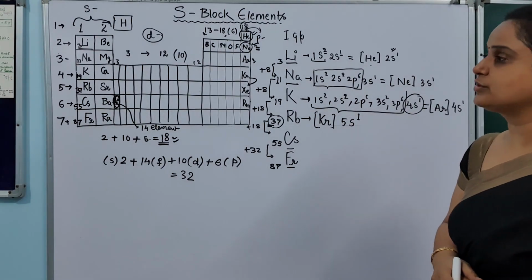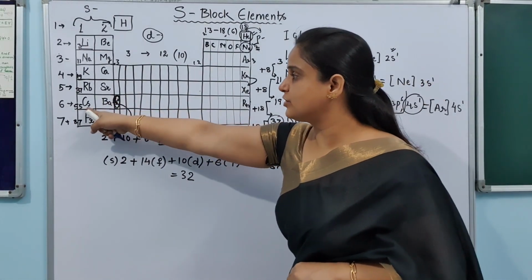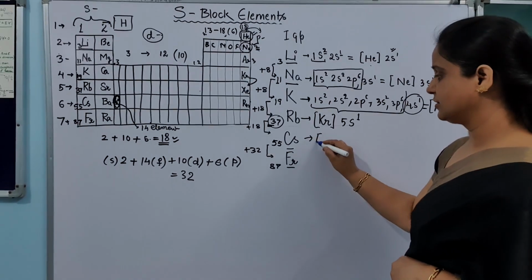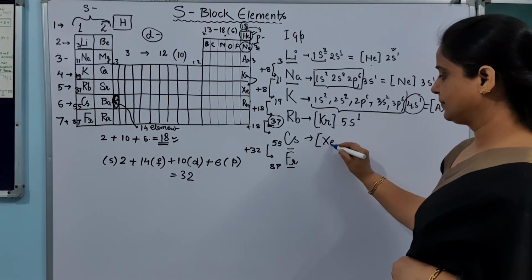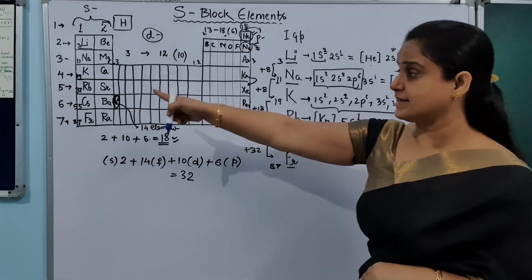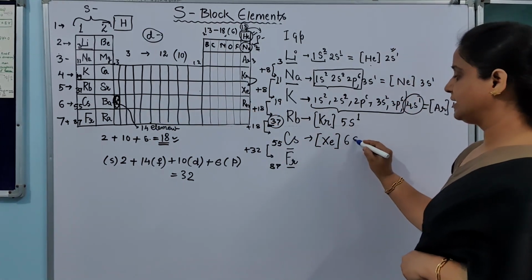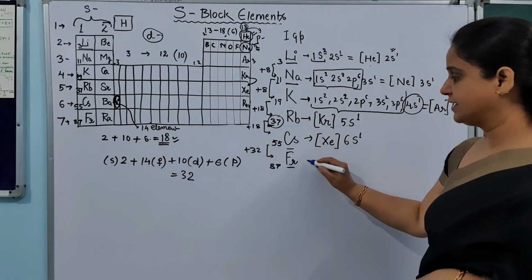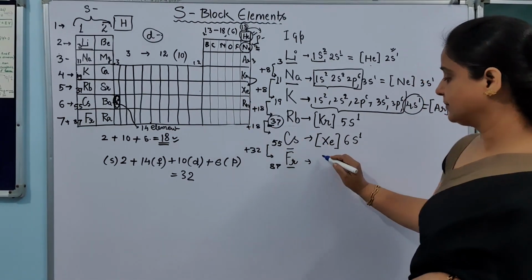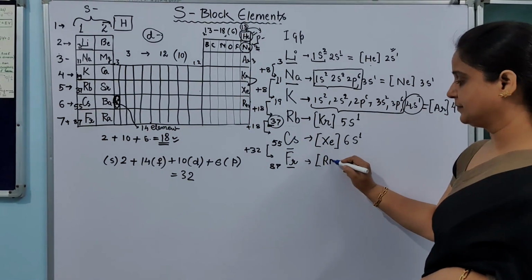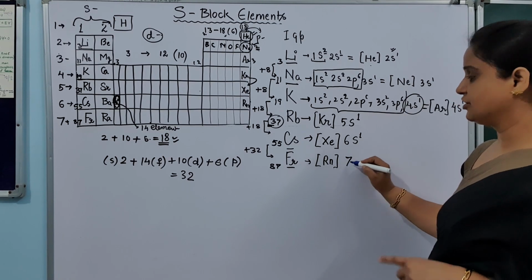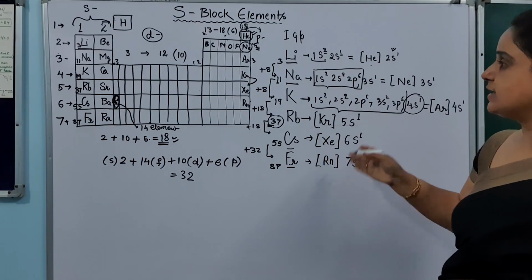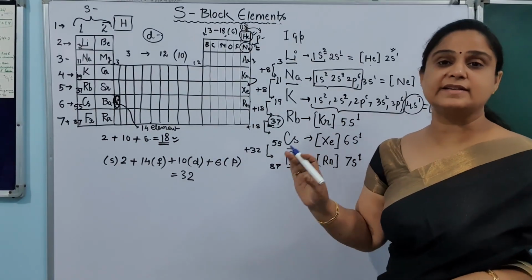So this is the electronic configuration of rubidium, and then we have to reach cesium. Before cesium, xenon has to be completed. So this is xenon completed. Sixth shell started. In the s orbital there is 1 electron. Same way for francium, radon is completed. The seventh shell is started, and in the s orbital there is 1 electron.